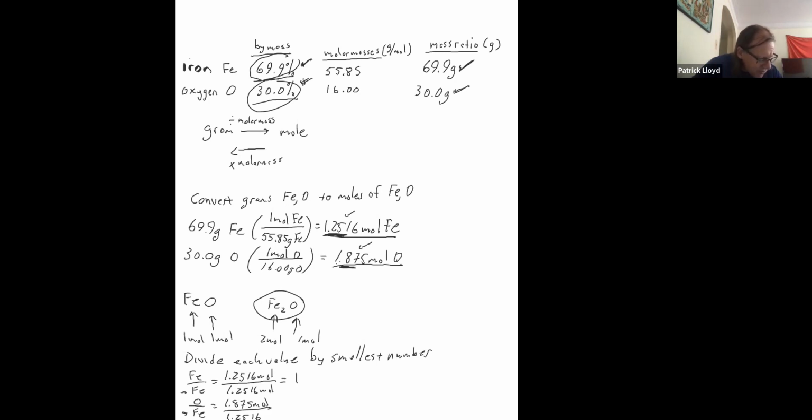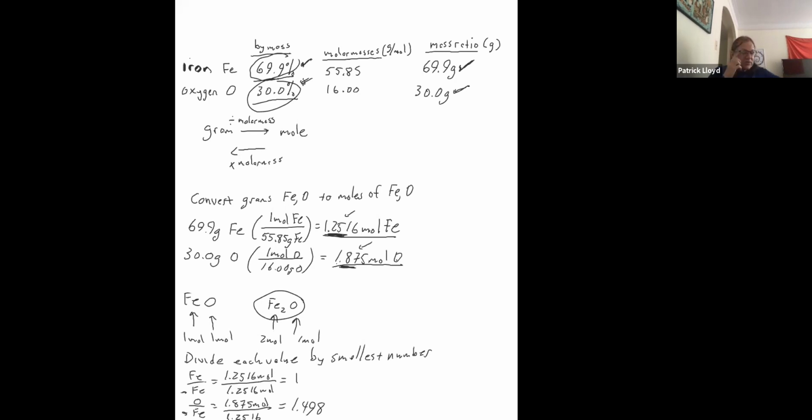1.2516. Now, sometimes what happens is it's really nice. This will come out to a whole number. It'll come out to like 1.99 or 2.01, 3.01. Sometimes you get something that's not even close to a whole number. So let's take a look at this one. 1.875 over 1.2516. This one, you do not get anything even near a whole number. This is way off a whole number, okay?